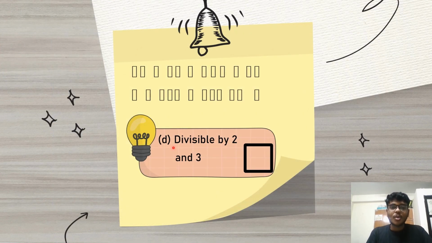So our correct option is option number D, which is divisible by 2 and 3.